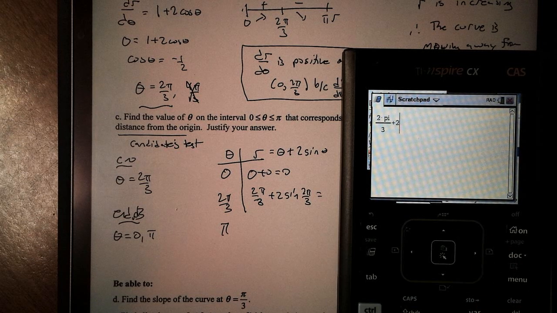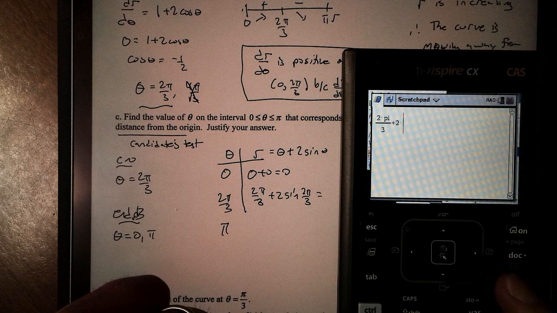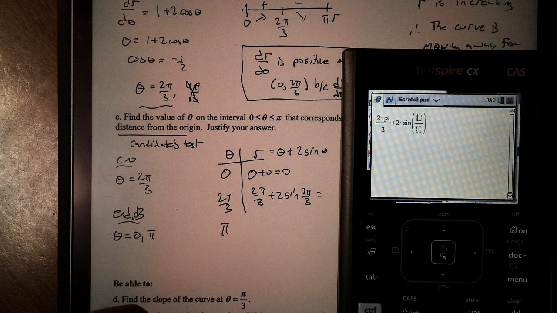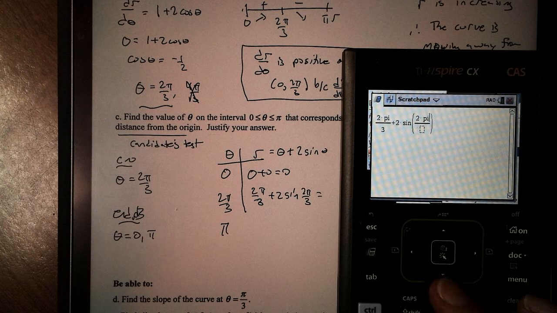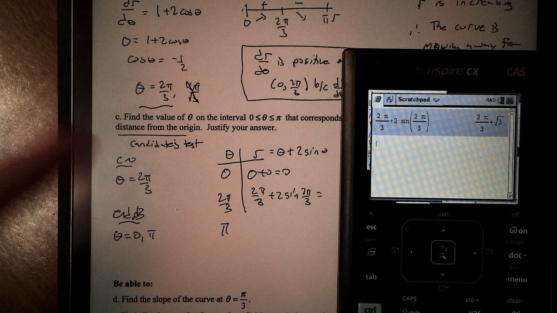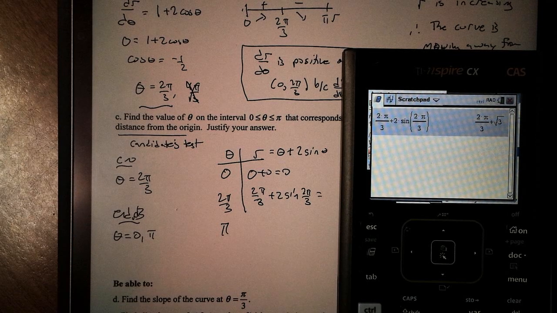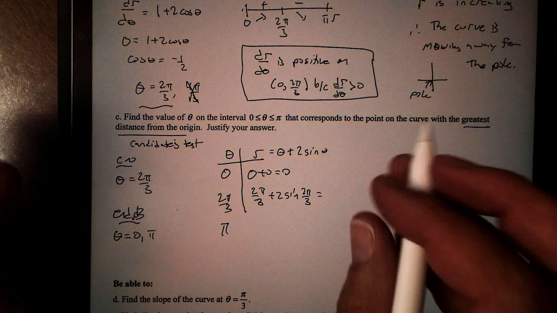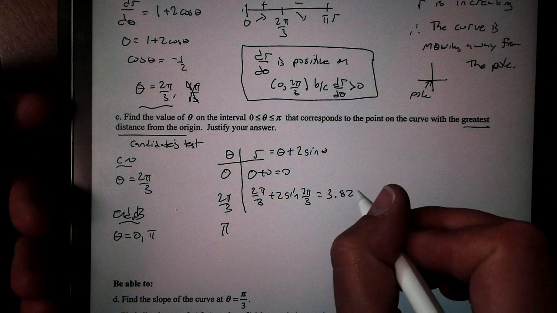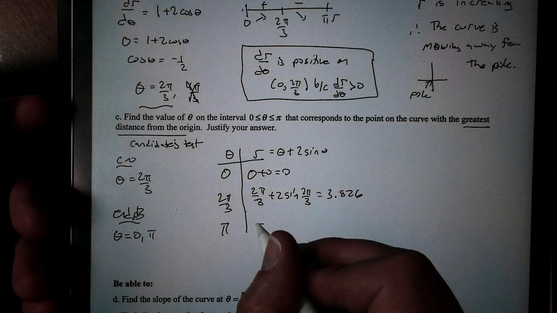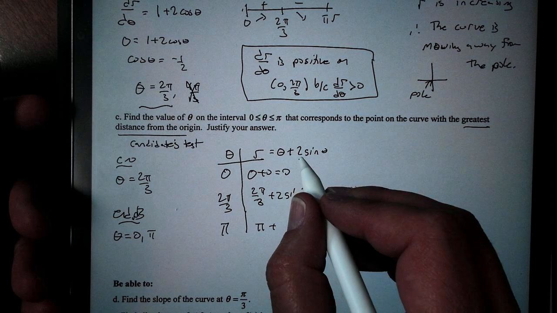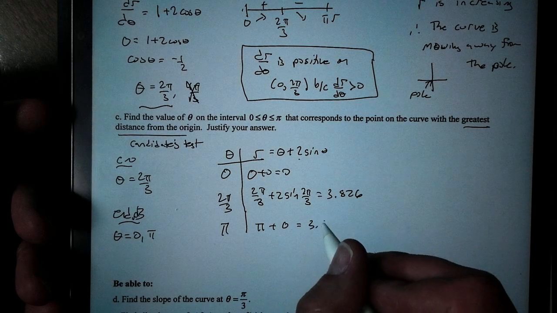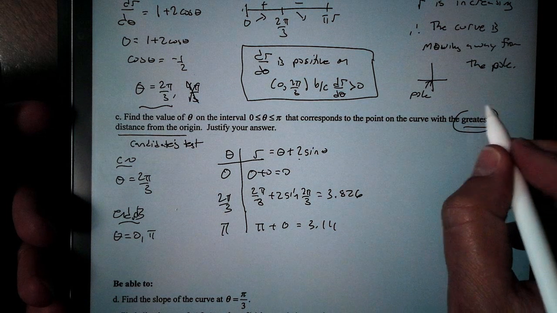Plus 2 times sine, and again, 2 times pi over 3. I press enter, that gives me something really weird. I get 3.826. Pi is not so hard to work with. Pi plus the sine of pi is 0, so this is just 3.14. So where are we the greatest?